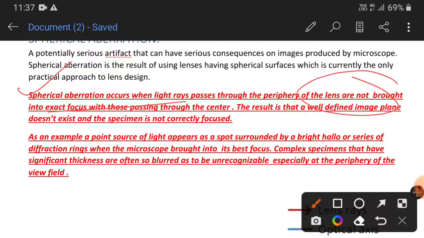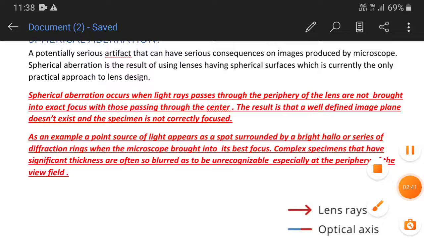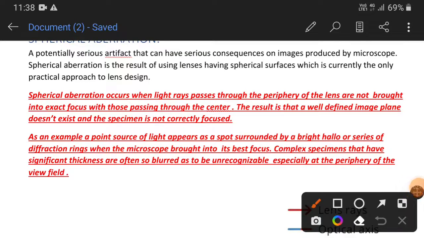And as a result, what will happen? We will not have a well defined image plane, and the image is not correctly focused, or more specifically, the specimen is not correctly focused. So a point source of light appears as a light spot with bright halos surrounding it, or a series of diffraction rings, when the microscope is brought into its best focus. So that is the idea.